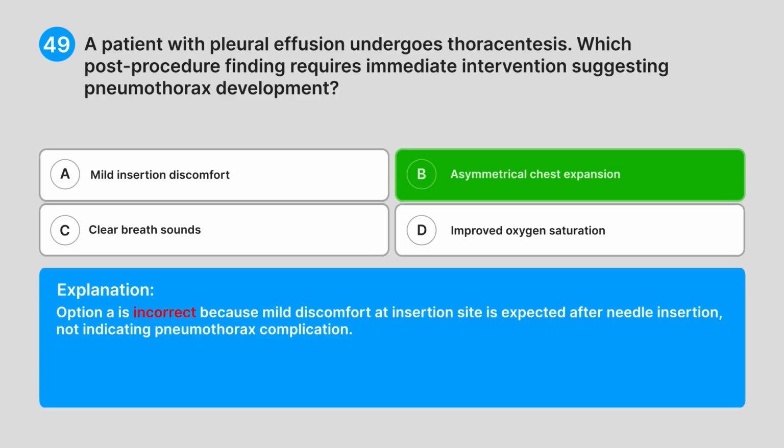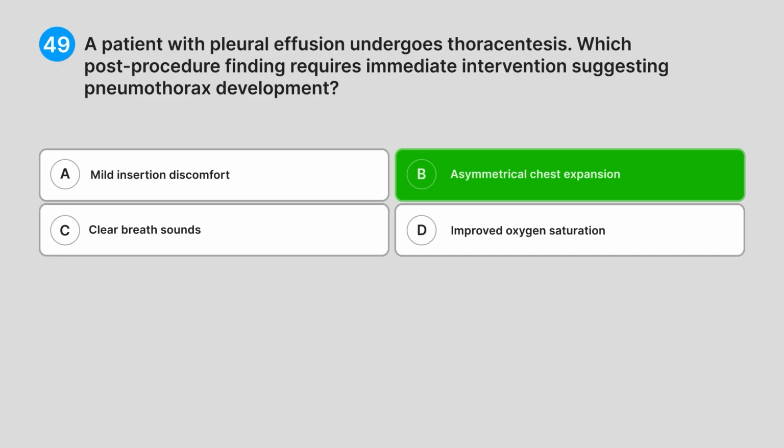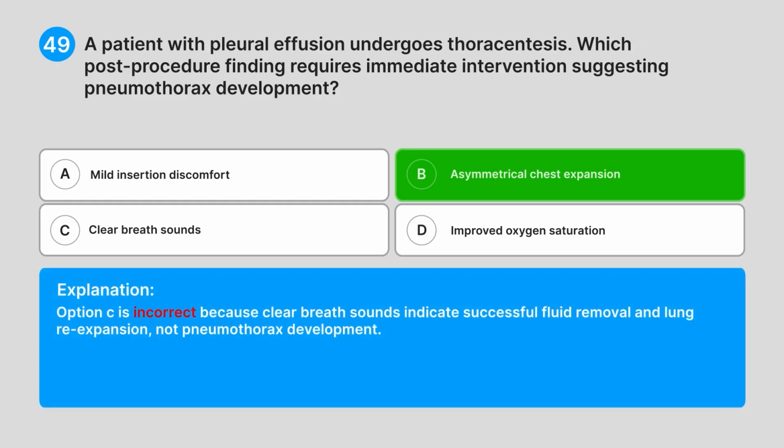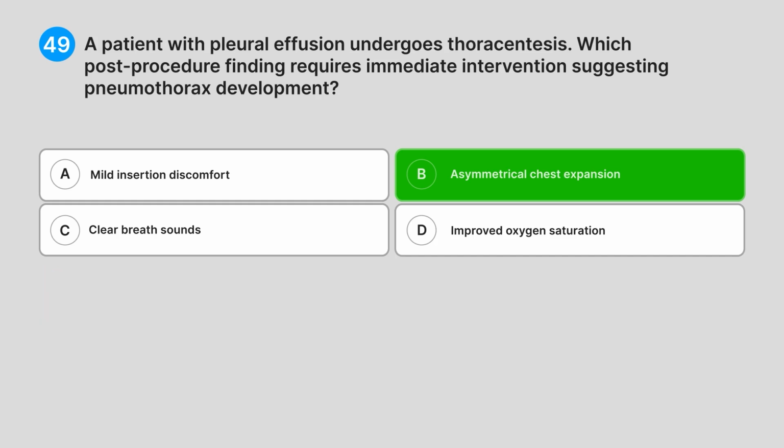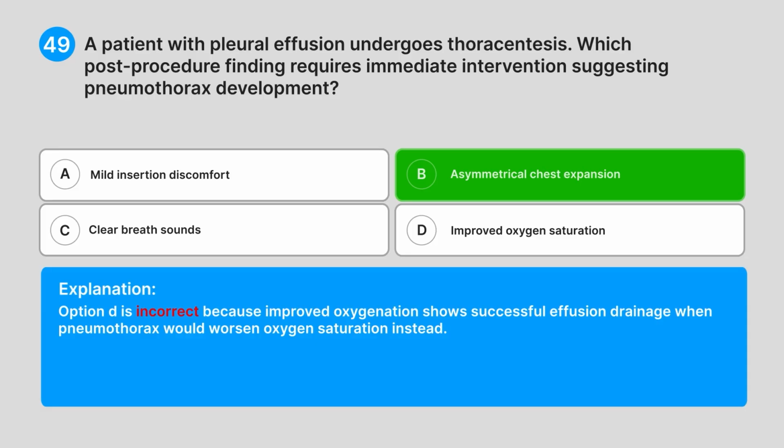Option A is incorrect because mild discomfort at insertion site is expected after needle insertion, not indicating pneumothorax complication. Option C is incorrect because clear breath sounds indicate successful fluid removal and lung re-expansion, not pneumothorax development. Option D is incorrect because improved oxygenation shows successful effusion drainage when pneumothorax would worsen oxygen saturation instead.